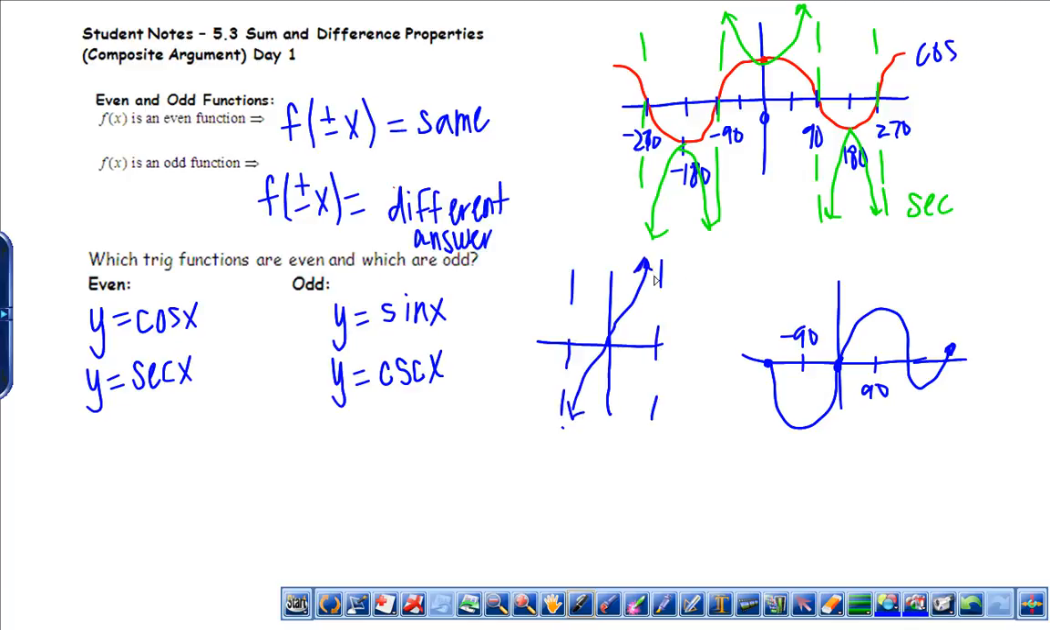Okay, so let's look at tangent. I'm just going to pick a point here. If this is the positive and a negative, then this positive value is going to give you a positive answer, and this negative is going to give you a negative answer. So this is going to be an odd function. So this is tangent. And if tangent is an odd function, then that means that cotangent is also an odd function. Okay, so the only evens are cosine and secant.